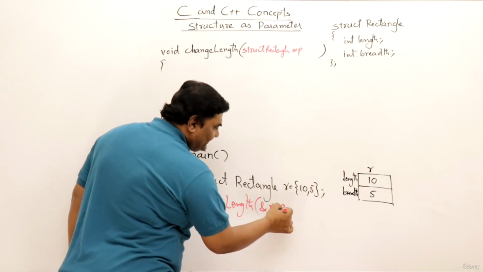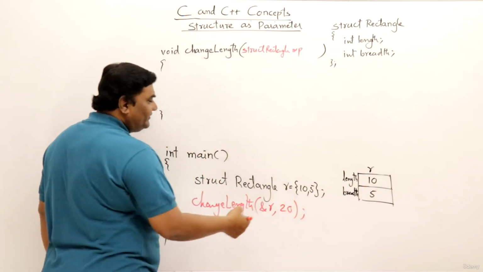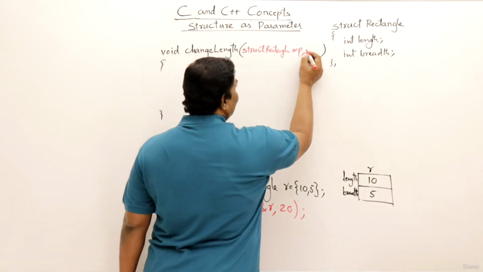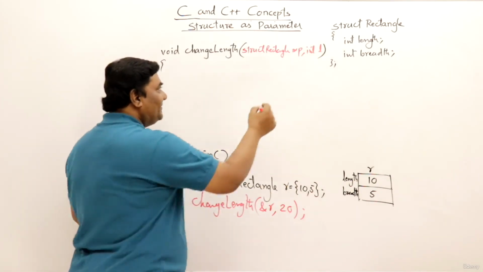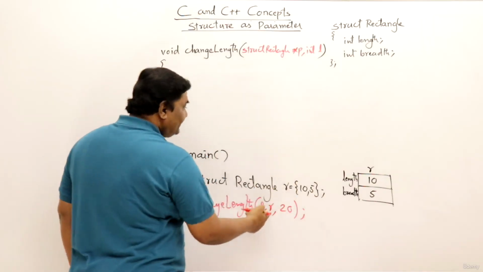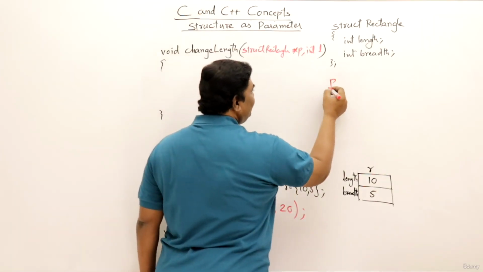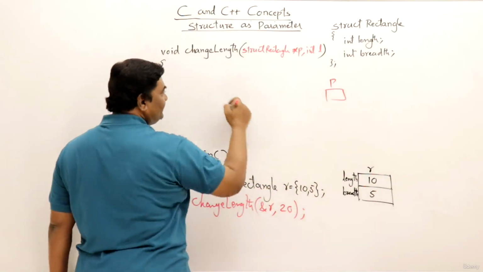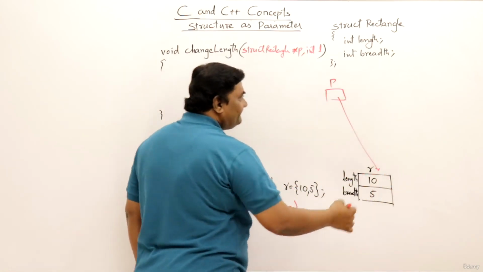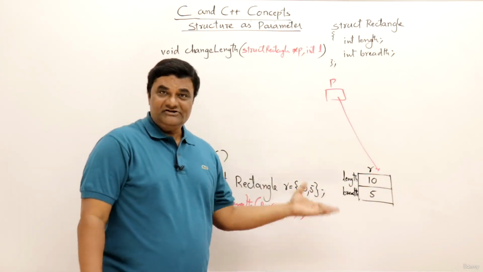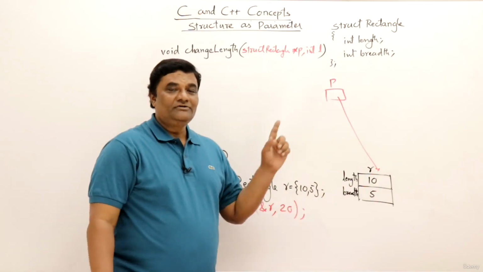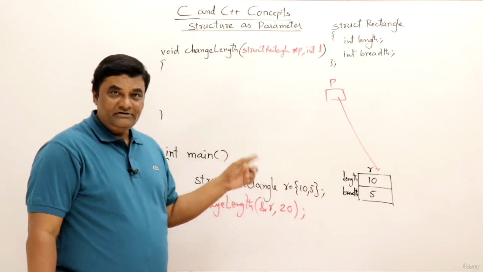Along with this I should also pass the new length. Let us say I want to make the length 20 instead of 15. Then it should also take the new length, an integer L. So it is taking by pointer. When you call this function, how does it look? This P is a pointer that belongs to this function and is pointing to this one. We have already learned pointer to a structure, so now you can see that pointer to a structure is useful in parameter passing also.